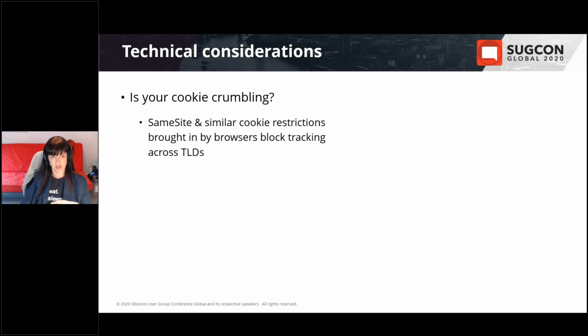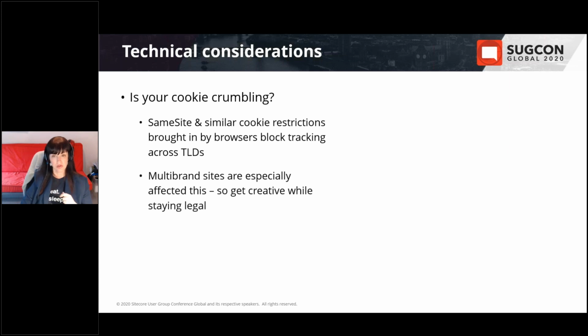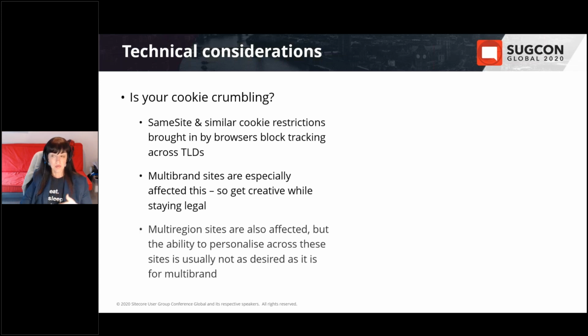And there's lots of good information out there about it written for marketers. This is especially crucial for the multi-brand sites, which are at multi-top level domains, okay? So you're gonna need to get creative to optimize across these sites, but don't let anybody tell you it can't be done, because it can. It will also impact multi-region sites. However, as I said, personalization across those is not usually as important as it is for a multi-brand.